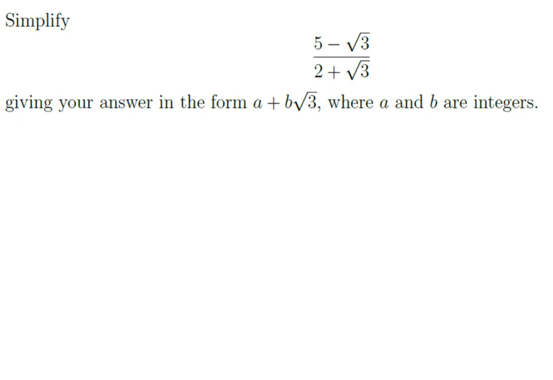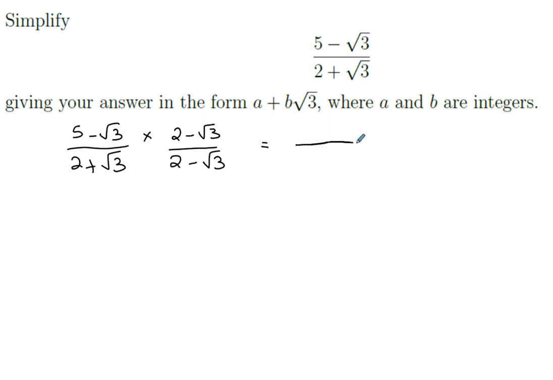Simplify that, giving your answer in the form a plus b surd 3, where a and b are integers. Okay, so again, we've got one of those forms, so we know we're going to multiply top and bottom by 2 minus surd 3. So we've got 5 minus surd 3 over 2 plus surd 3, times 2 minus surd 3 over 2 minus surd 3. Okay, let's do the bottom first.